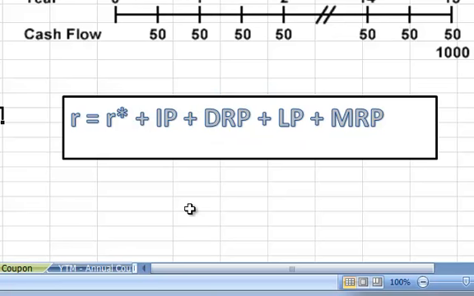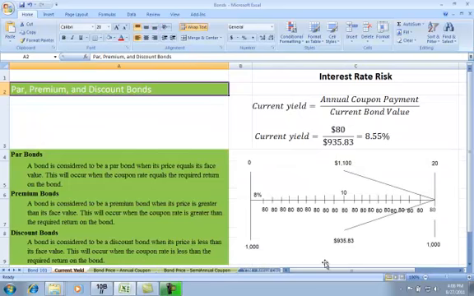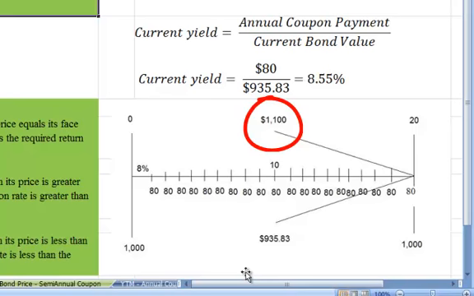Now, to determine the current yield, it's a simple calculation. Here's current yield. If we take a look at your screen here, you have a bond with 2 different prices, 935.83 and 1100. The 1100 shows me that the bond is currently trading at a premium. A bond is considered to be a premium bond when its price is greater than face value, and again, face value was 1,000. The 935.83 was a discount bond. A bond is considered to be a discount bond when the price is less than face value.